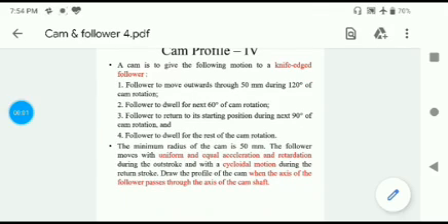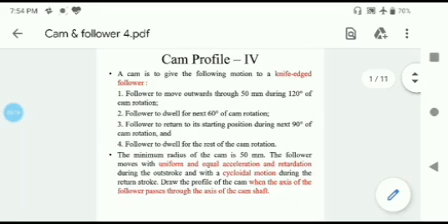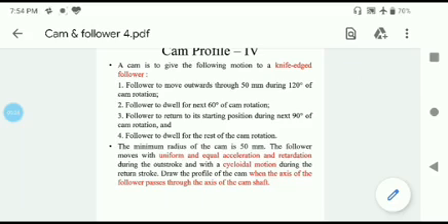A cam is to give the following motion to a knife edge follower. Follower to move outwards through 50 mm during 120 degree of cam rotation. Follower to dwell for next 60 degree of cam rotation. Follower to return to its starting position during the next 90 degree of cam rotation, and the follower to dwell for the rest of the cam rotation. The minimum radius of the cam is 50 mm. The follower moves with uniform and equal acceleration and retardation during the outstroke, with a cycloidal motion during the return stroke. Draw the profile of the cam when the axis of the follower passes through the axis of the camshaft.